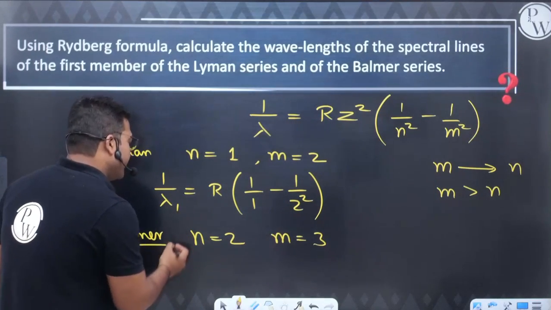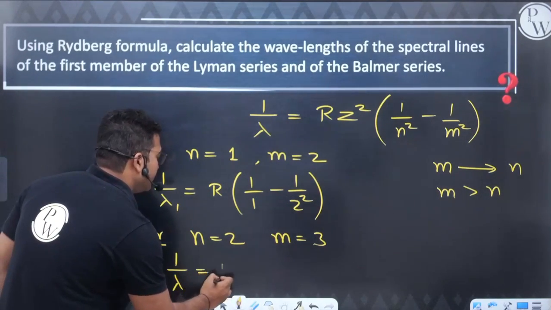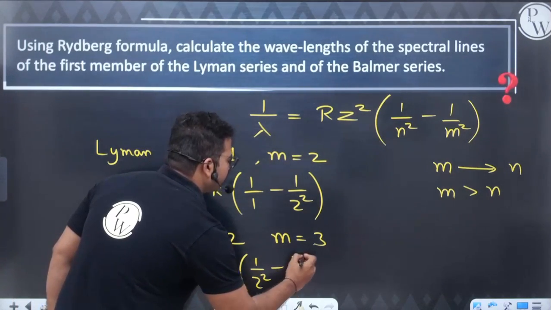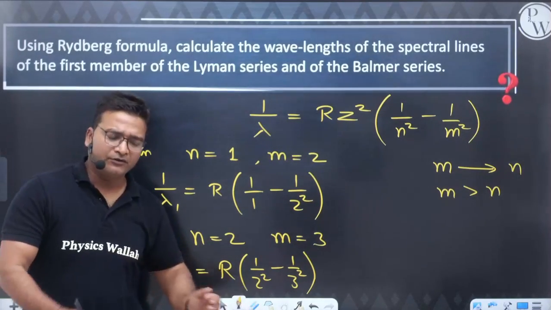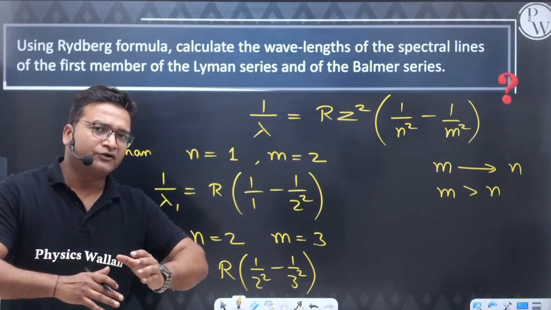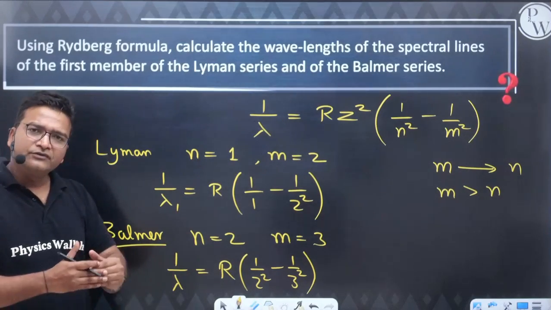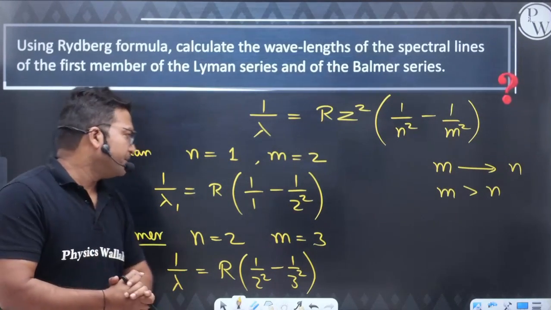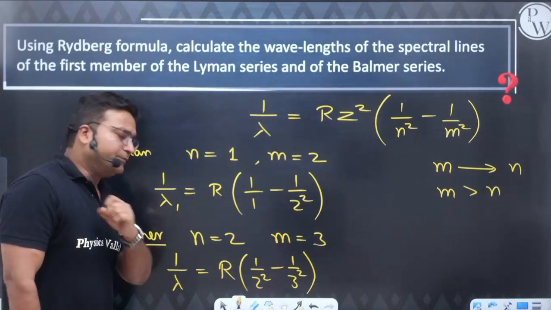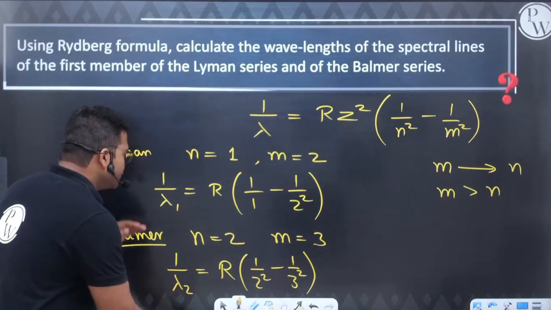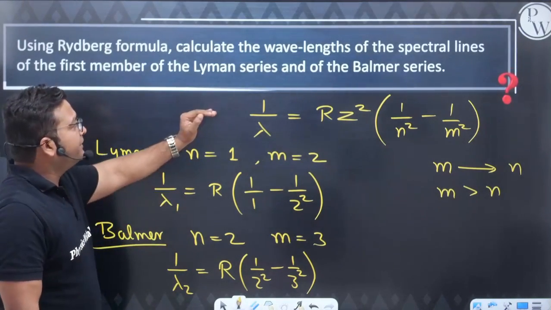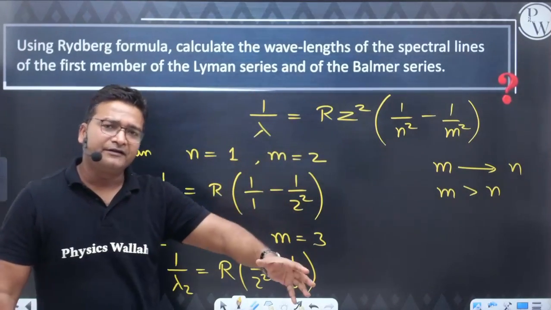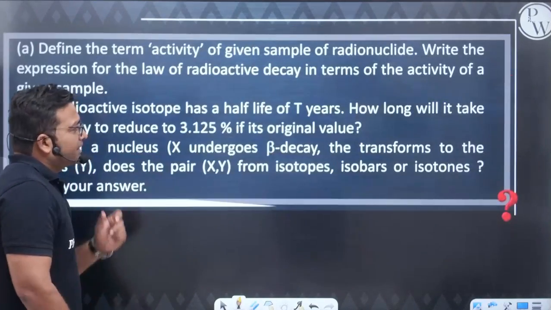Okay, and if we want to calculate the wavelength, 1 by lambda equals R times 1 by 2 square minus 1 by 3 square. Just put the value of Rydberg constant here. Rydberg constant, I think you remember, it is 1.01 times 10 to the power 7 in SI units, right? And it is also given in the question. Definitely they have given it, or on the front page of the question paper, they will be giving you the value of Rydberg constant. So this way you can calculate the two required wavelengths of Lyman series and Balmer series. So always practice for this formula and few more relevant questions, and let's see what we have next.